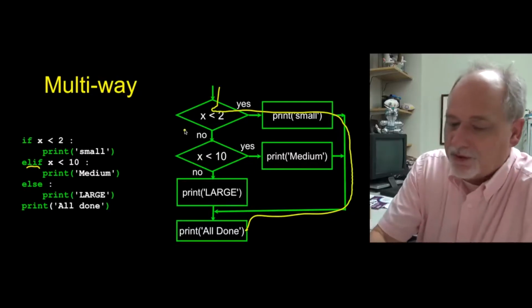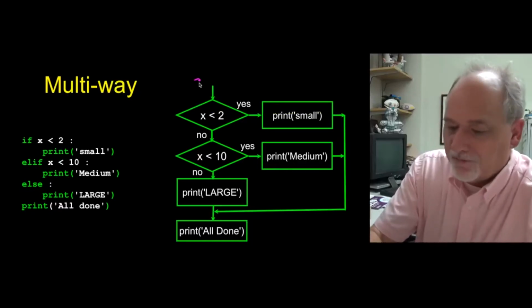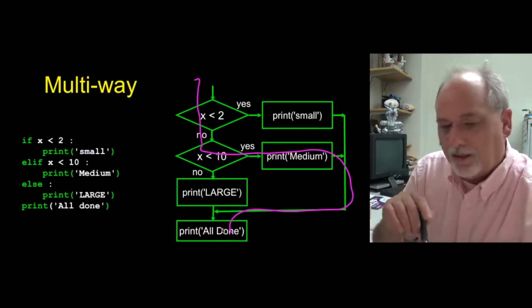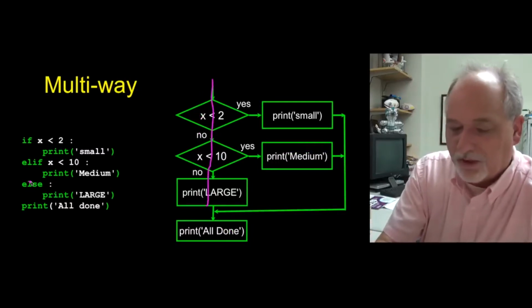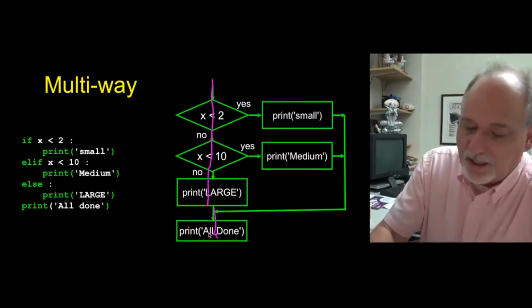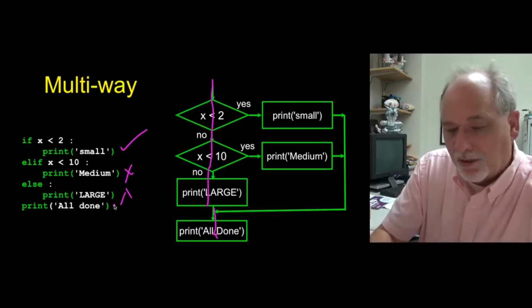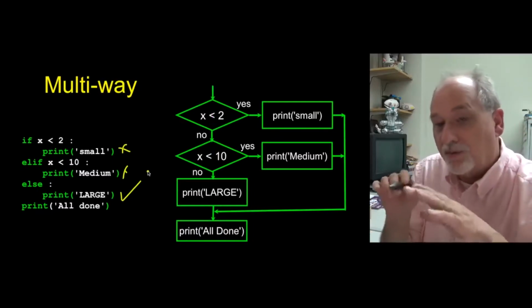And so if the first one is true, it runs. If the first one is false and the second one is true, it runs this one and it's done. And if neither of them are true, it falls through, and there's an else clause that is otherwise, and it runs that. So basically, it's either going to run one and then skip the other two, or it is going to skip one, skip two, and then run this one. But it only runs one of them.